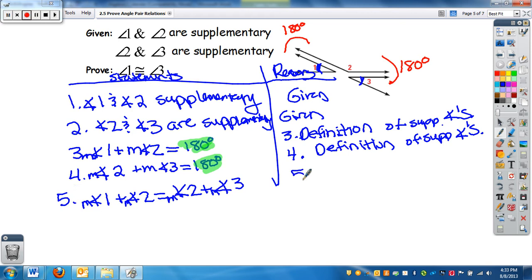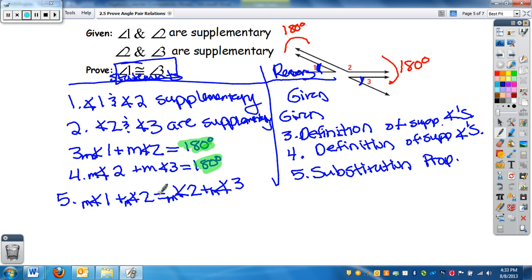Alright, so what I did was really a substitution, but I wouldn't mark it wrong if you did the transitive property, because you are using the transitive property. Two things equal to the same thing are equal to each other. Now let's look at my goal. I'm trying to get angle 1 congruent to angle 3, but this is where I'm at.